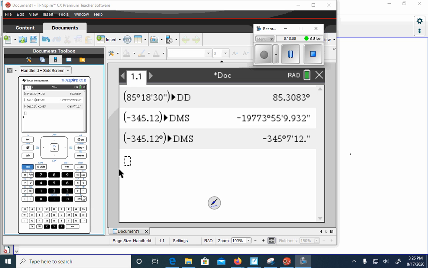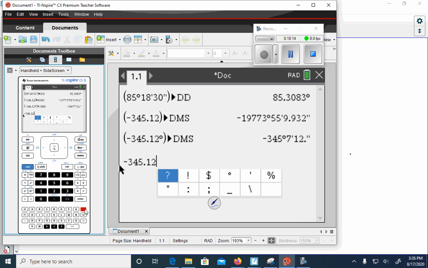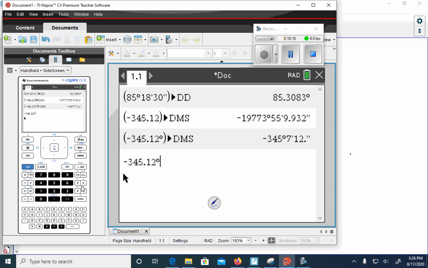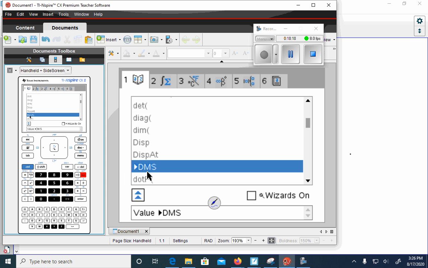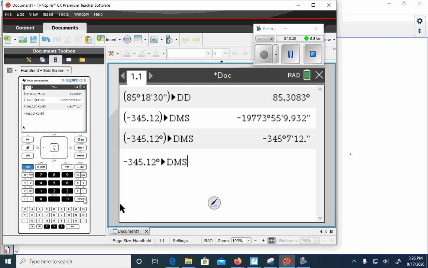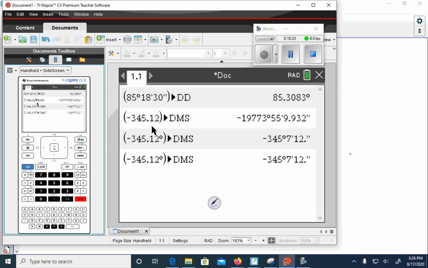So I'm going to type it in so you can see how I do it. Here's that negative sign. I'm not going to make that mistake again. So I do negative 345.12. Hit that degree. And now hit the book. It should be on the DMS again, so you just hit enter and hit enter again. And now this negative 345 degrees stays the same. That 0.12 is going to be changed to 7 minutes and 12 seconds.